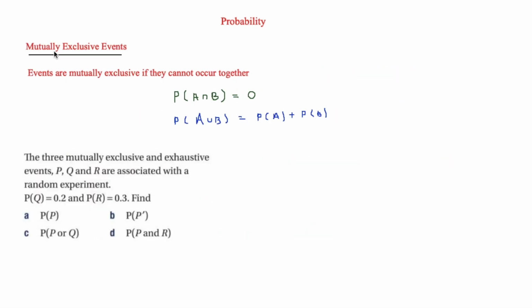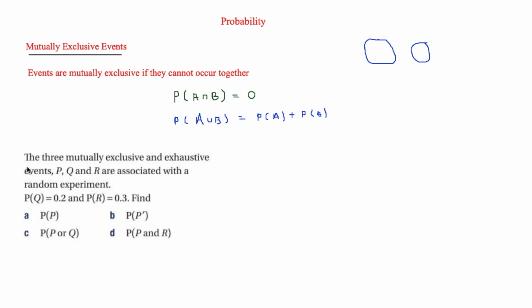So the next thing to look at is mutually exclusive events. And events are mutually exclusive if they cannot occur together. So this means that the probability of A and B is equal to 0. So if you were to draw a Venn diagram for this, you would simply have two separate circles. That is because you cannot have probability of A and B as mutually exclusive events cannot occur together. That also means that the probability of A or B is simply equal to the probability of A plus the probability of B, as we don't have this middle section to worry about.